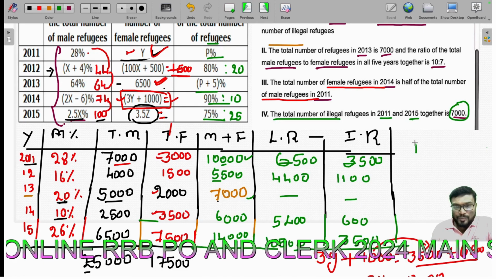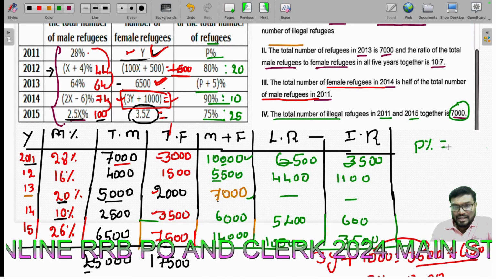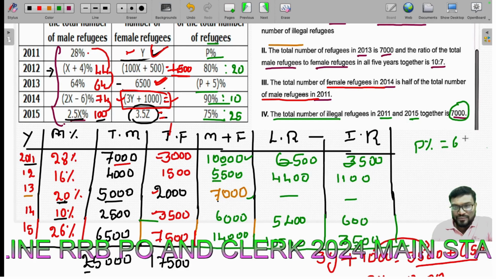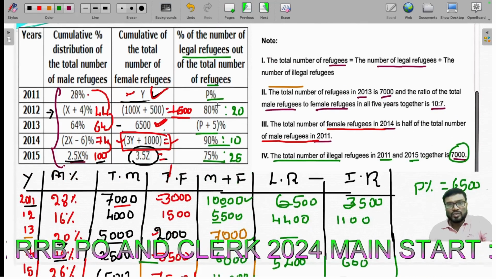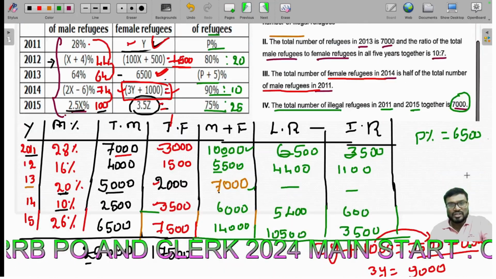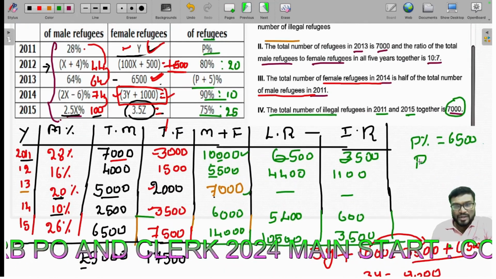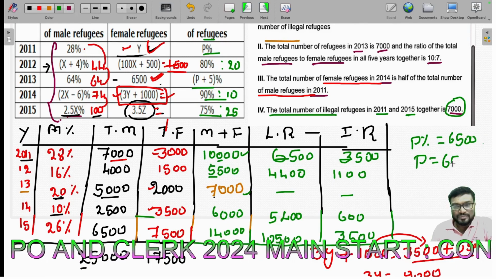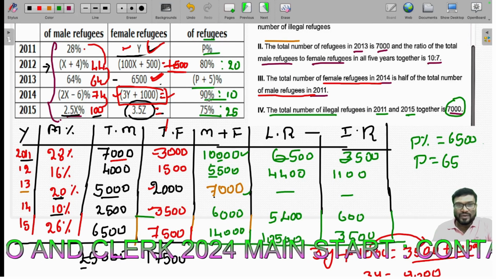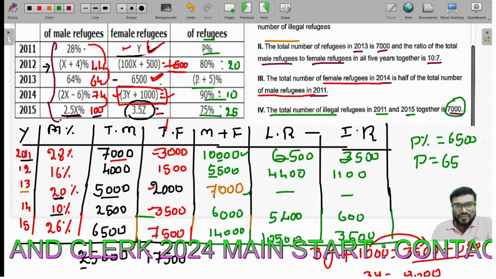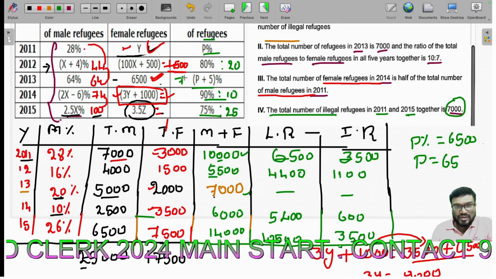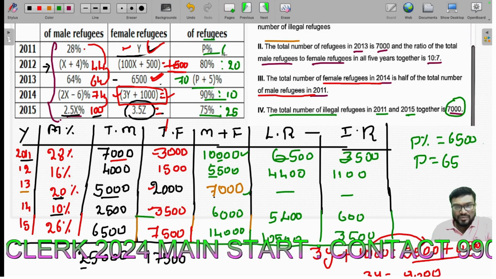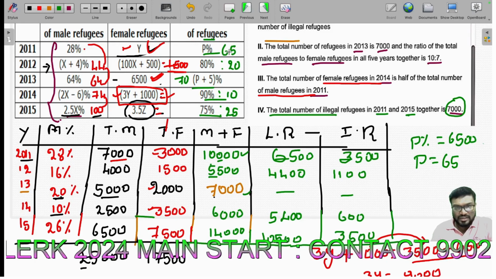If p percentage is equal to 6,500, because in the question they have given p percentage is equal to 6,500, which means p value is equal to 65. P value is equal to 65. Then this is p plus 5, that is 65 plus 5, 70 percentage. This value is equal to 70 percentage. This value is equal to 65 percentage.